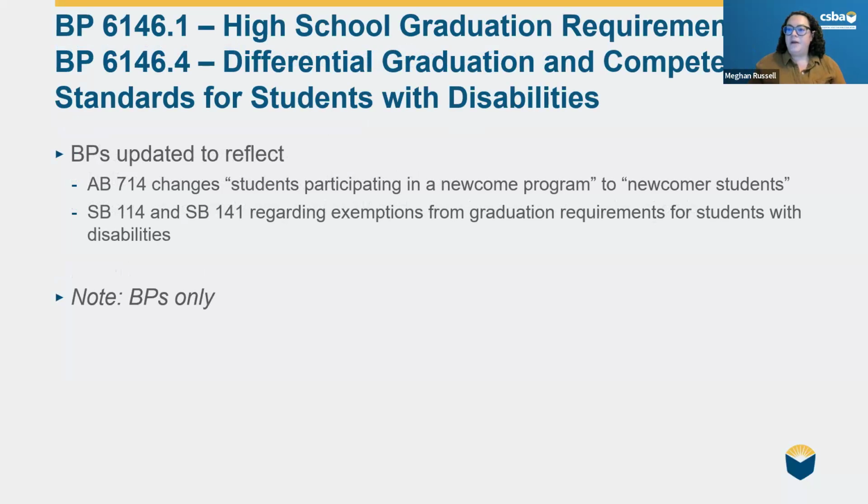For both of these, there's just a BP, no AR. Both of those were updated to reflect changes from AB 714, and those are some language changes relating to students participating in newcomer program being changed to newcomer students. So we're updating those policies, and also with SB 114 and 141 regarding exemptions from graduation requirements for students with disabilities. And lastly, I'm going to touch on AR 6173.3, which is education for juvenile court school students. So next slide, please.